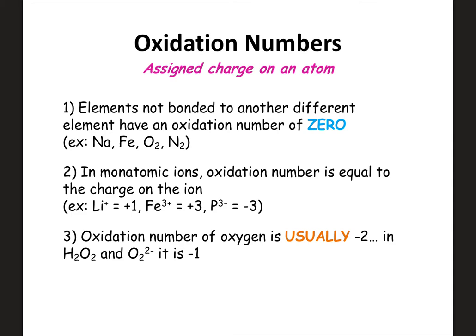Typically, oxygen is going to have a charge of 2 minus in a compound, as long as it's not O2, which would be 0. But typically, it's going to be 2 minus unless it's involved with hydrogen peroxide or the peroxide ion here, then it's going to be just 1 minus. This is something you have to know.